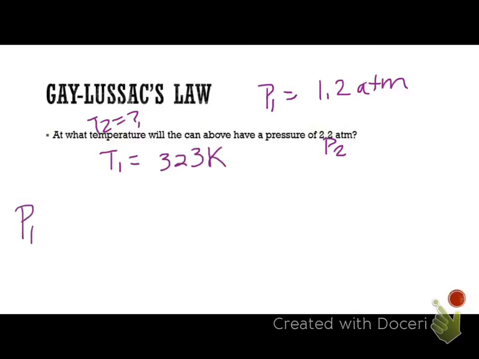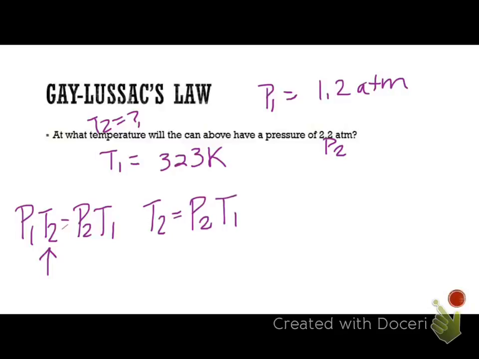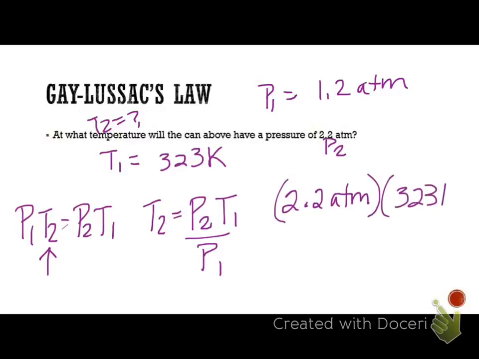So again, P1 times T2 is equal to P2 times T1. We're solving for T2 this time. So T2 is going to be equal to P2 T1 over P1. Now we plug and go. So P2 is what they gave us in this problem, 2.2 atmosphere. Our T1 was 323 Kelvin. And we divide that by P1, which was from the original problem, 1.2 atmosphere.